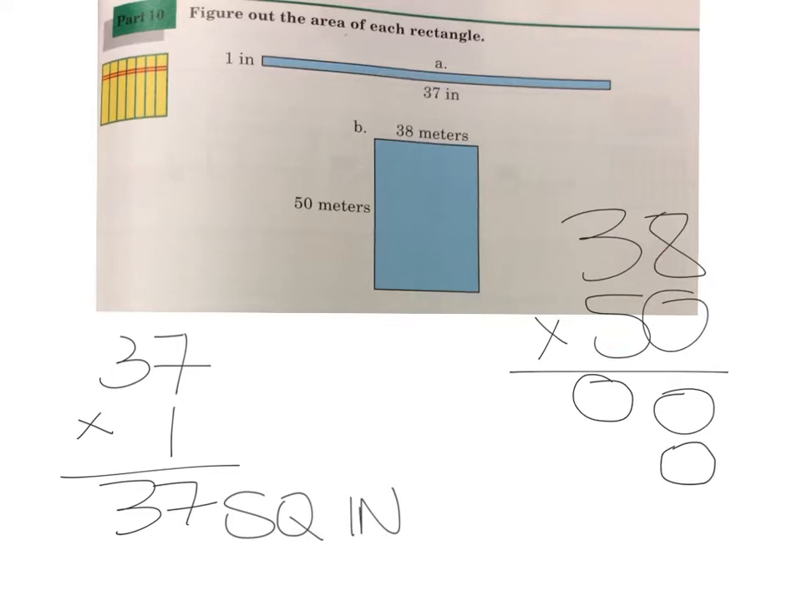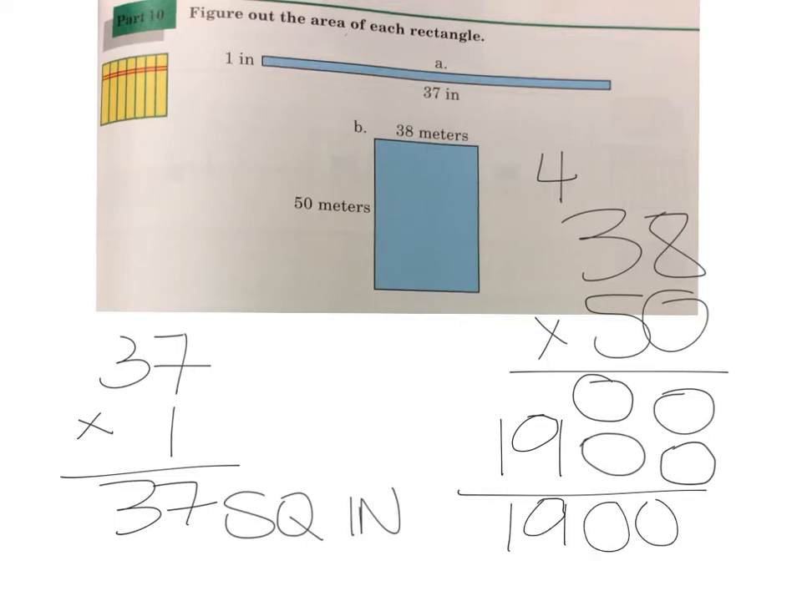So now I'm on 5 times 8. 5 times 8 is 40. And now I'm on 5 times 3 is 15. Plus the 4 I carried, so 15 plus 4 is 19. And when I add those together, I get 1900.